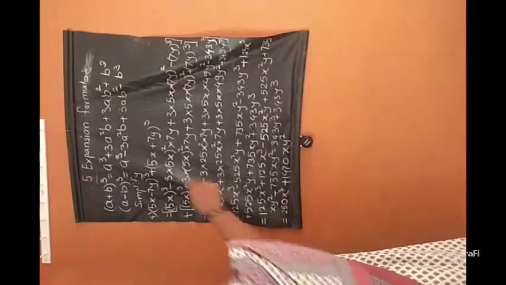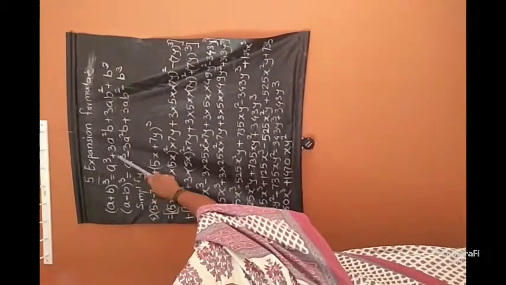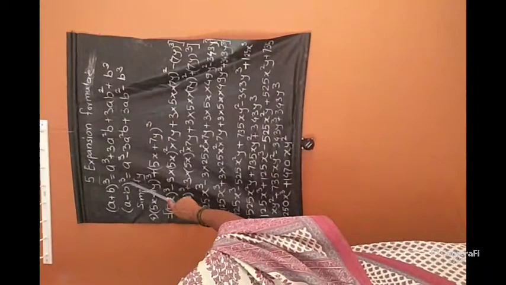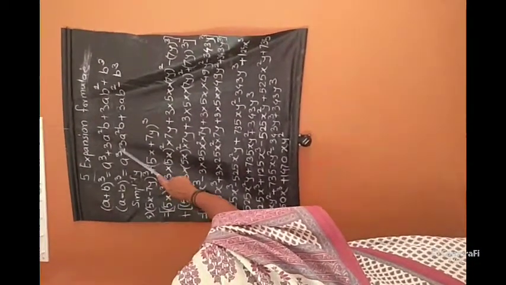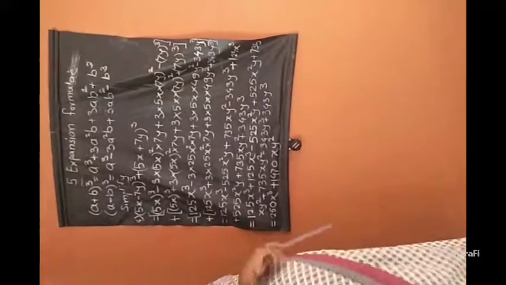In the last lecture, we studied these two formulas and solved examples on them. The first formula is (a + b)³ = a³ + 3a²b + 3ab² + b³. And the second formula is (a − b)³ = a³ − 3a²b + 3ab² − b³. We have studied these two formulas and solved examples on them.